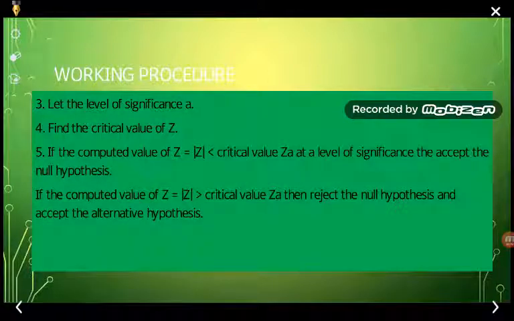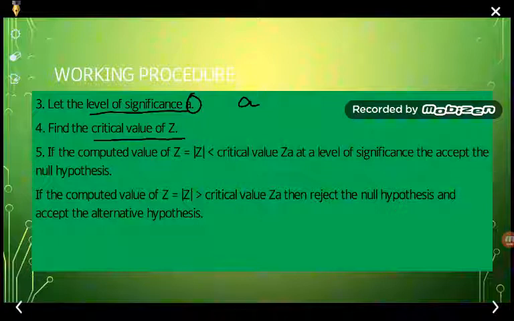The next point is that we have to find out the level of significance. So here let the level of significance be A. So consider A as the level of significance. In this way we have to calculate the value of Z. So we have to find the critical value of Z by computing inside the formula. And the next and last point is decision or conclusion making.